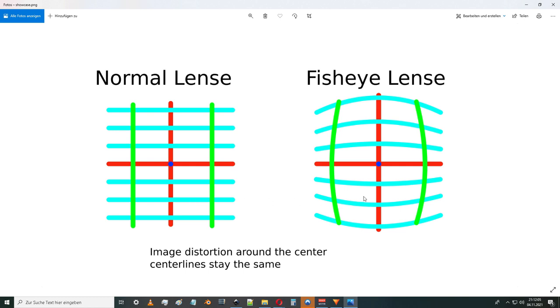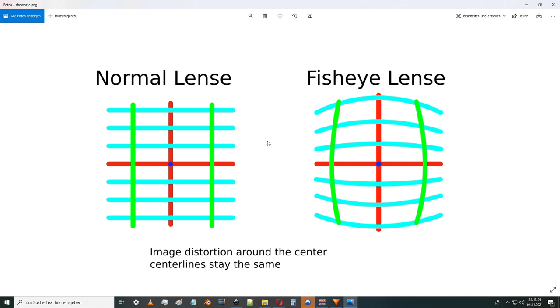And the image distortion is around the center. The center lines stay the same. They stay undistorted, kind of. And you see, the more you go from the center, the more it is bent in the direction of the center, like a sphere, kind of. If you draw a sphere, it's kind of like that, distorted. And the center lines, when you're in the center of the image, don't really get distorted at all.